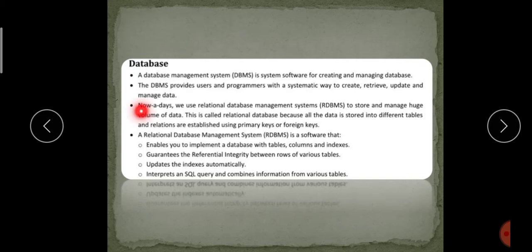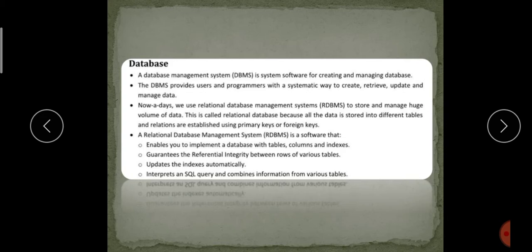Nowadays we use a relational database management system, RDBMS, to store and manage a huge volume of data. This is called RDBMS, a relational database, because all the data is stored in different tables and relations are established using primary keys or foreign keys. You have already seen the concept of primary key and foreign key in the DBMS subject.